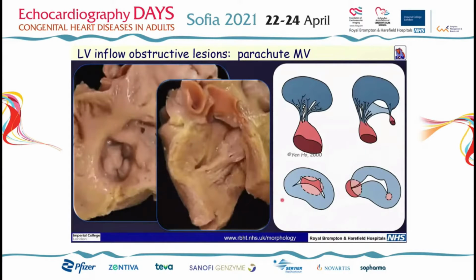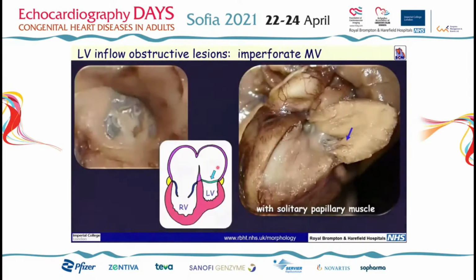Then this is the parachute form. It can take two variants, one where you have a single or fusion of the papillary muscles, the other where you have one dominant papillary muscle and the other papillary muscle is very, very small. In this specimen here, we have one in which the papillary muscles are fused together. So we have essentially one papillary muscle, a kind of parachute configuration.